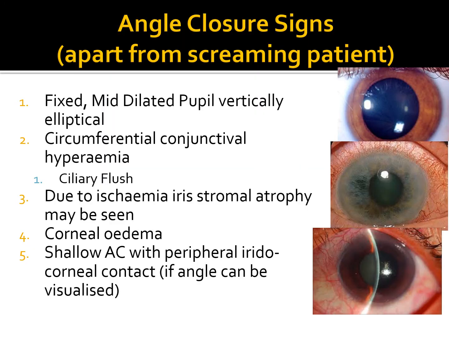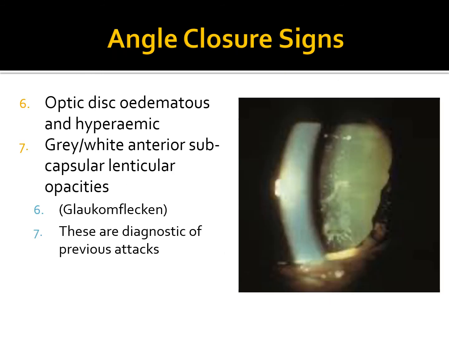So angle closure signs: you have a fixed mid-dilated pupil, vertical elliptical, circumferential hyperemia, ciliary flush, and due to the ischemia, iris stromal atrophy may be seen, corneal edema, obviously, blurred vision, and shallow AC, obviously, when you look. The optic discs can look edematous, apparently, but usually the cornea is so edematous itself you usually can't look inside.